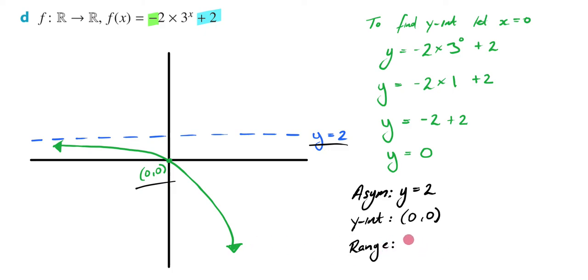My range is going to be from negative infinity, and it's going to stop at 2. Then I'm going to close my bracket, but I'm going to make sure it's a round bracket because I'm not including that 2. Then I'm going to say that is my range, that is my intercept, and that is my asymptote. So y equals 2, 0, 0, and negative infinity to 2.